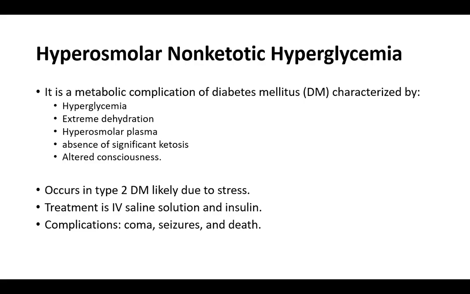Hyperosmolar non-ketotic hyperglycemia is everything without ketosis, without acidosis. Hyperglycemia, extreme dehydration, hyperosmolar plasma, absence of ketosis, and altered consciousness. It occurs mainly in type 2 diabetes, and treatment is IV fluids and insulin. Just the same treatment, just missing the acidosis.